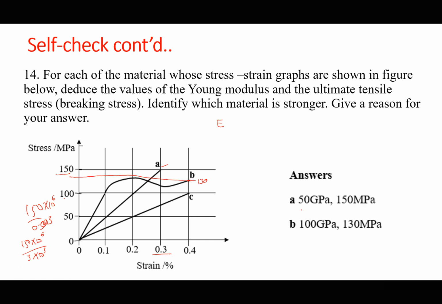For A, we have 50 gigapascals and 150 megapascals as the ultimate tensile stress. For B, actually this is for C, not for B. Oh, this is for B.